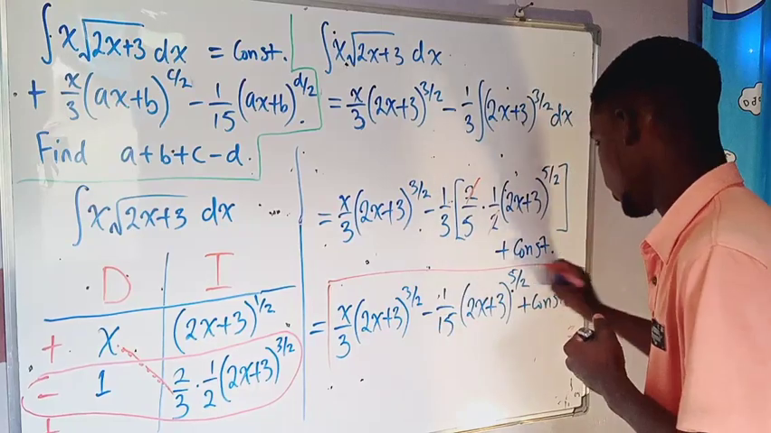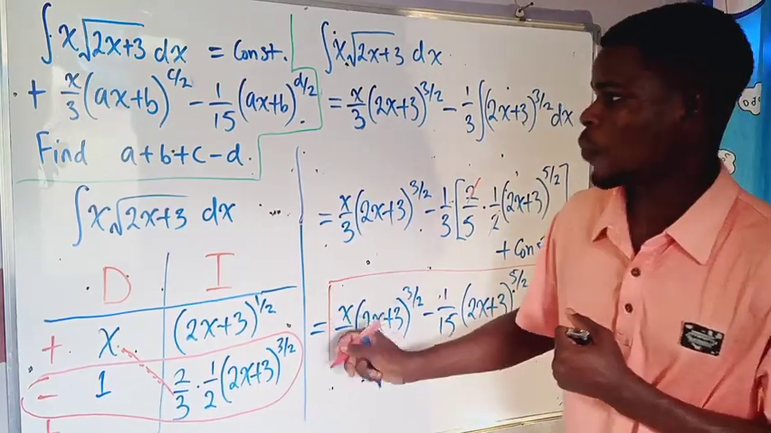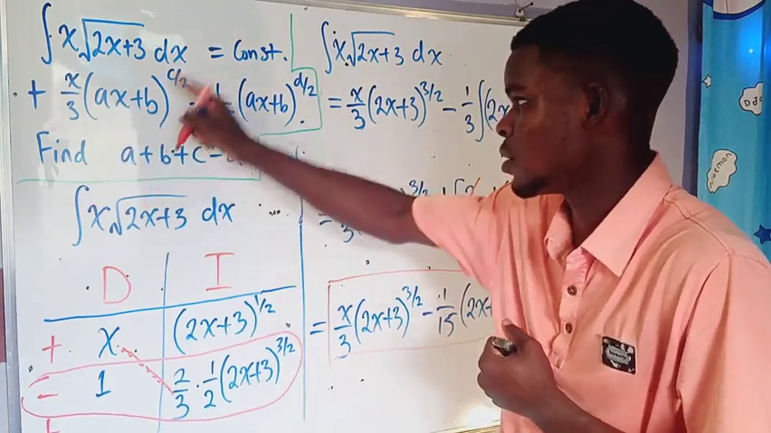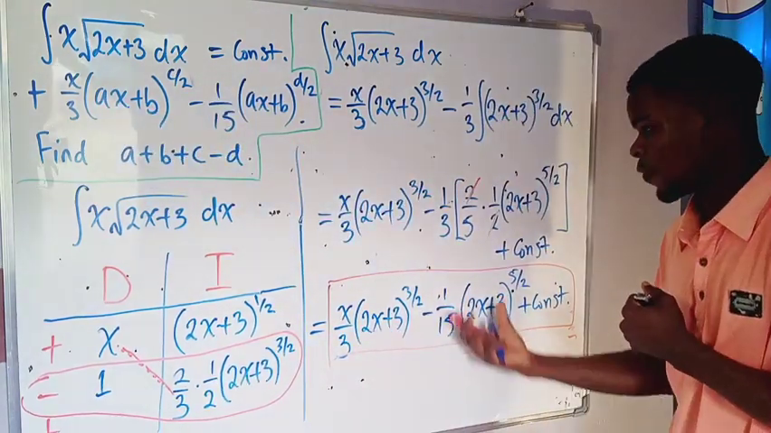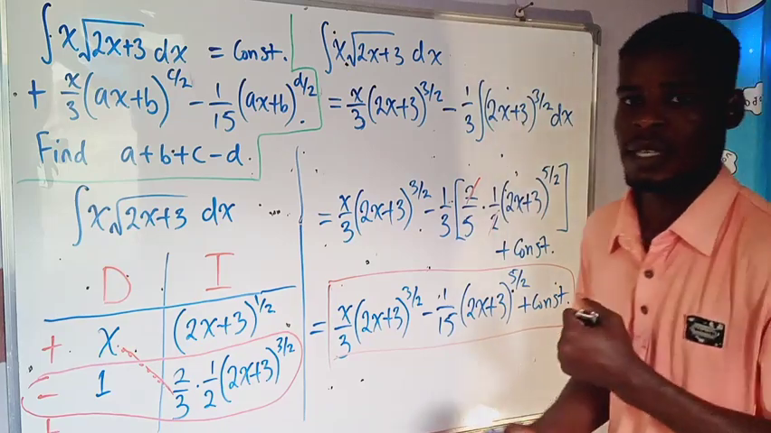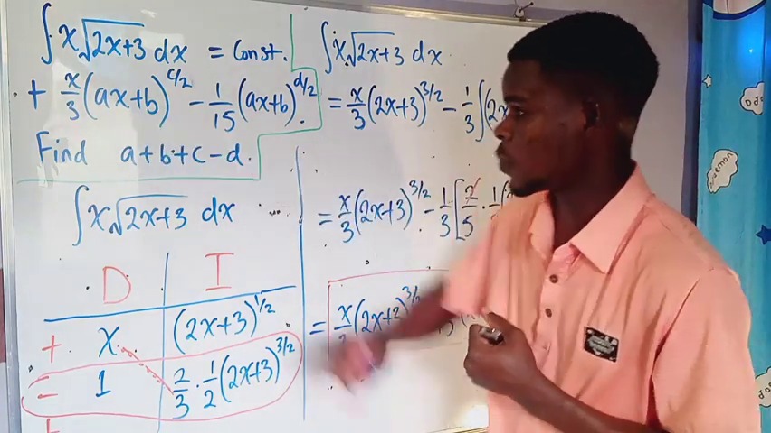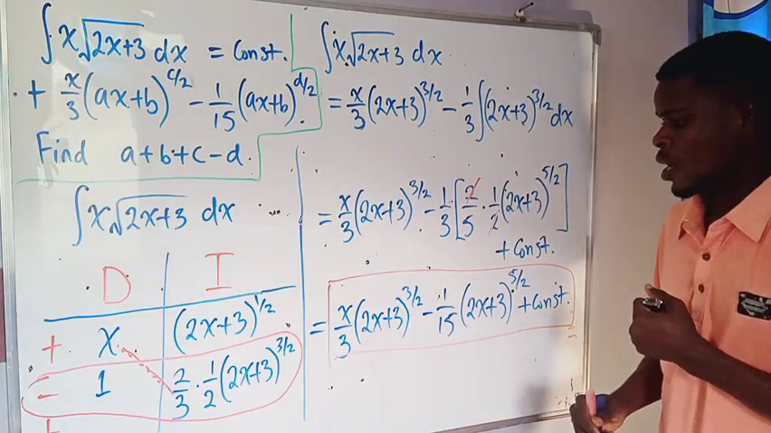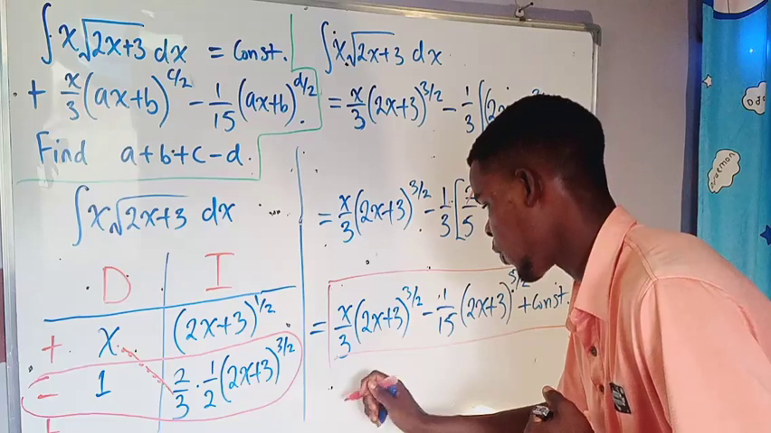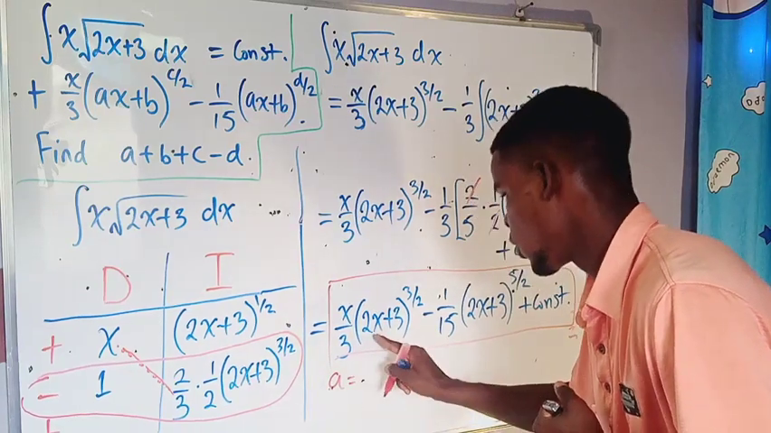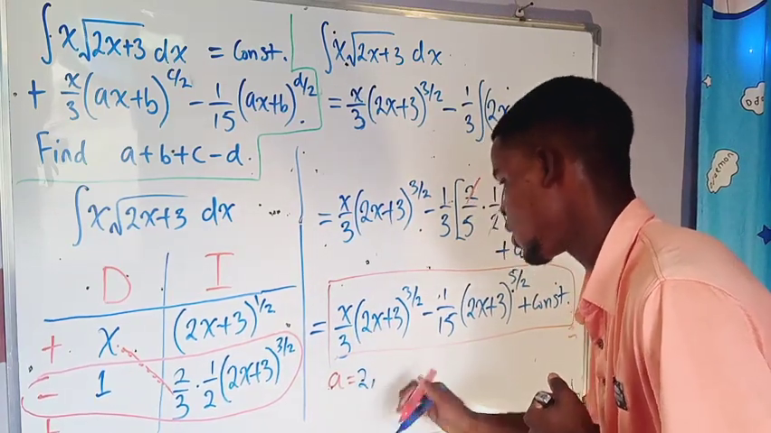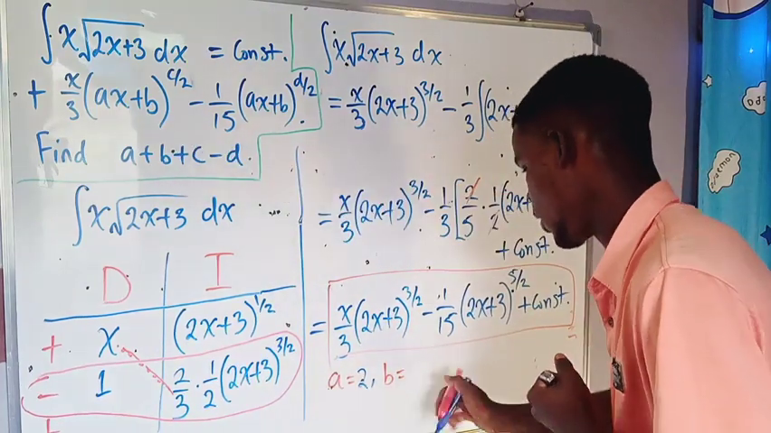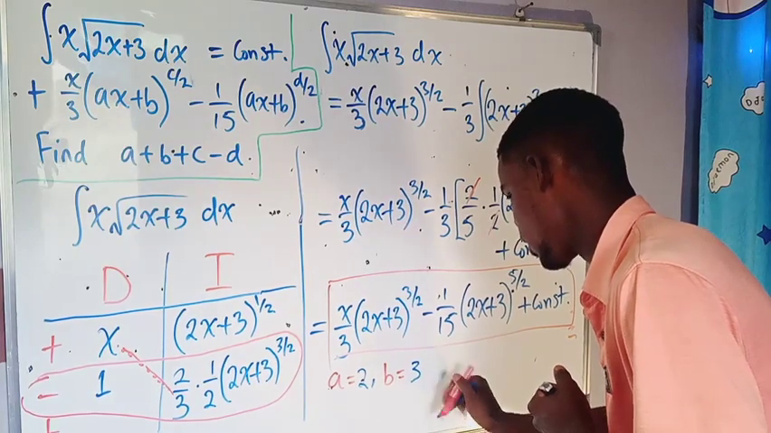This is very nice because if you compare it with the form that was needed, we have the constant terms. We have x over 3 times this inside here. We have negative 1 over 15 times that. That tells us that this inside ax plus b is what we have here, which is exactly the same thing as what we have here. So as you can see, that means that a will be 2. Isn't that nice? B will be, b here is 3. Okay, just by comparison.